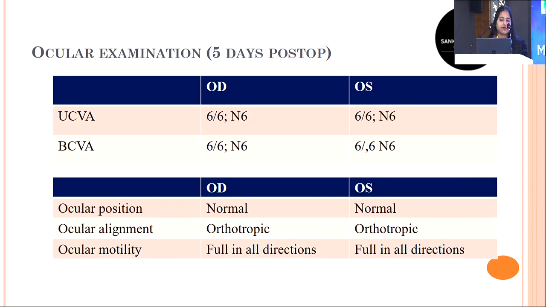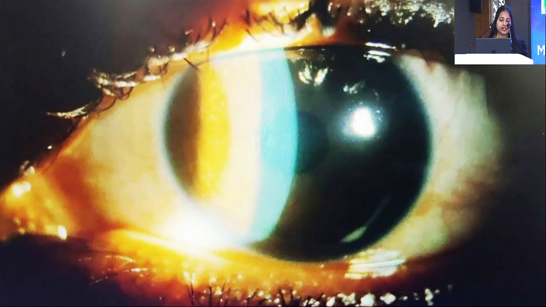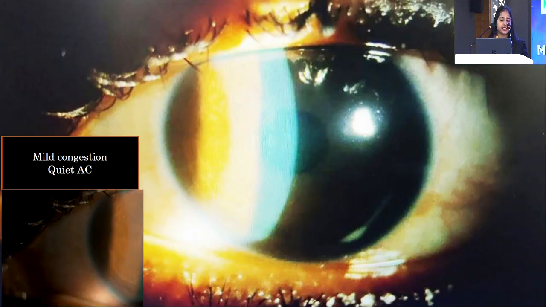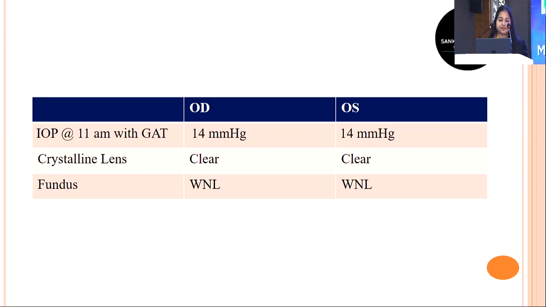On examination at 5 days post-op, his uncorrected and best corrected visual acuity was 6/6 in both eyes. On slit lamp examination, the right eye was normal with BCL in situ, but in the left eye there were dense lid crusts on the lid margin. There was mild conjunctival congestion, the anterior chamber was quiet, and we noted an arc-shaped or half-moon shaped creamy white infiltrate in the paralimbal area of approximately 4 by 2 millimeters, with an intervening clear zone between the infiltrate and the limbus. The rest of the findings were within normal limits.